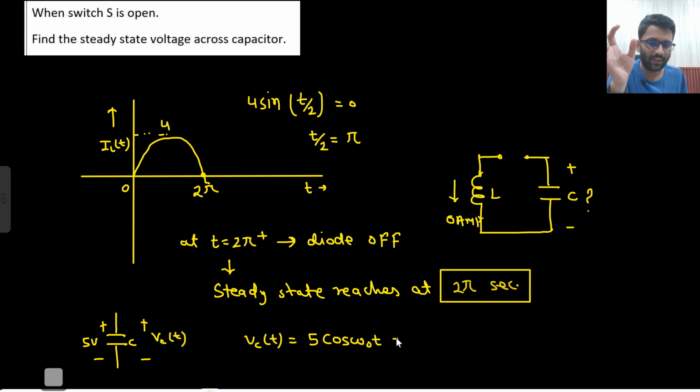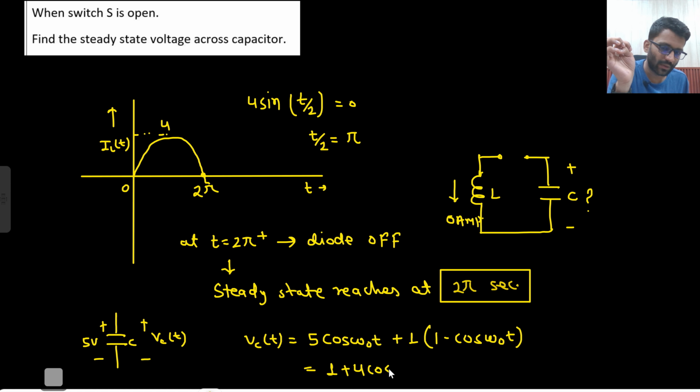So what will I write? 5 cos omega naught t plus 1 times (1 minus cos omega naught t). So this will be my final expression: 1 plus 4 cos omega naught t, and omega naught is 1 by 2, that we know. So this would be my final V_C(t) expression. Say yes or no, understood? And you can check here as well. At t equals 0, what voltage do you have? 5 volt, right? So this is your V_C(t).